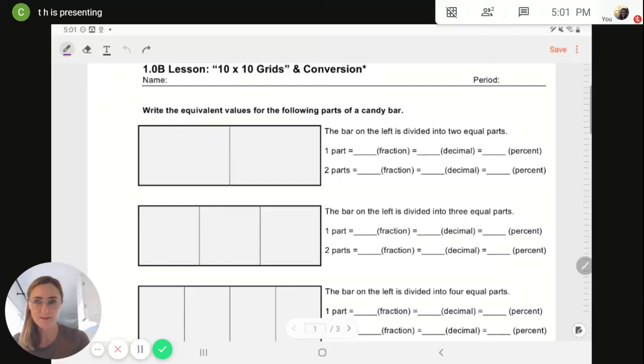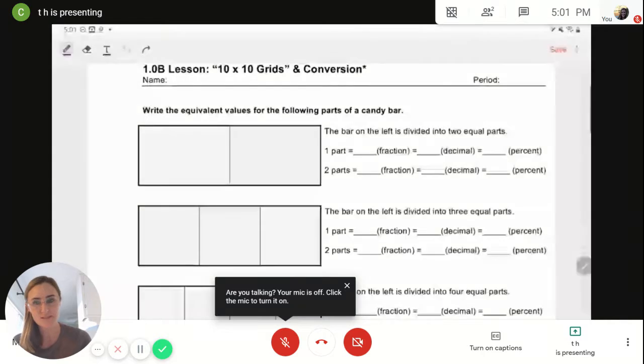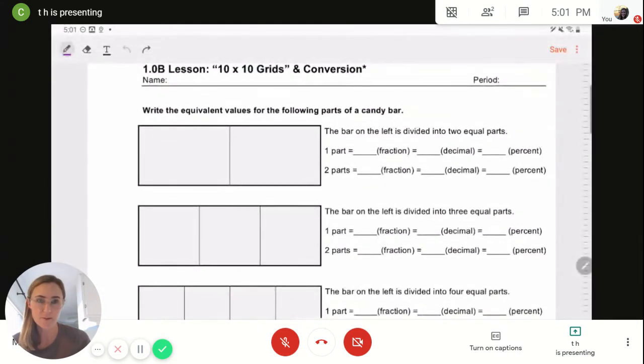Hi guys, we are going to do lesson 1.0b today on fractions, decimals, and percents. I would encourage you to watch the first couple problems in this video, and then if you're feeling really comfortable on this stuff, it is mostly review, then go ahead and pause the video, try a couple more on your own, and then continue watching to check your answers.